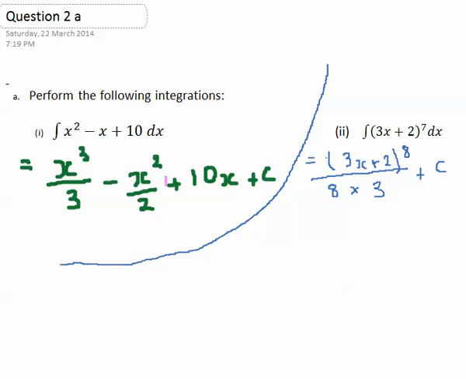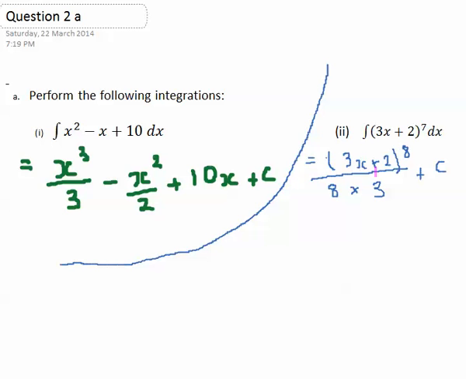And that's how we get that one. Plus 10x. Now to any number, to any constant that you're integrating, you simply add an x. You can think of it this way: that's really equal to 10 times x to the power of 0. So we increase the 0 by 1, so we get x to the power of 1 and divide by 1. So in any event, it just comes to 10x, and there's our plus c.